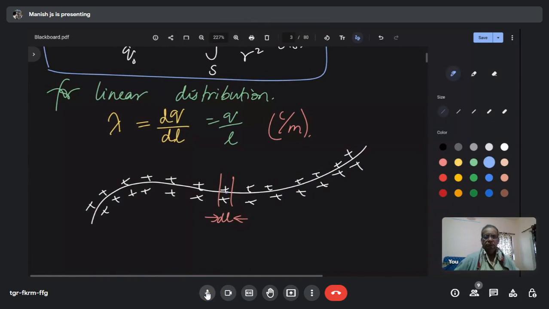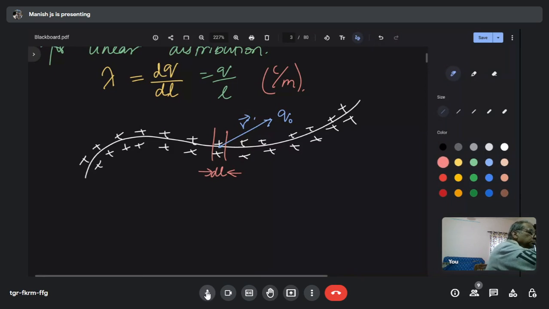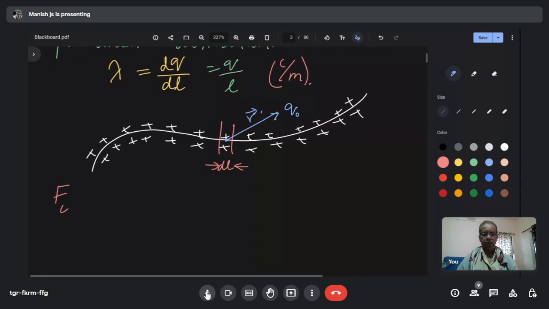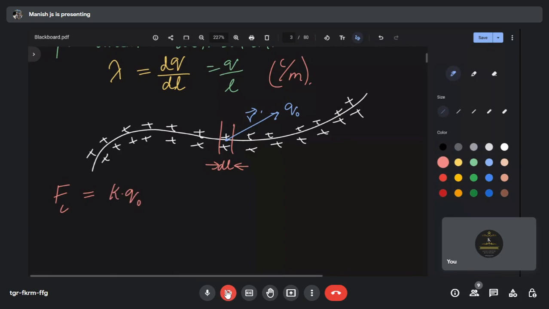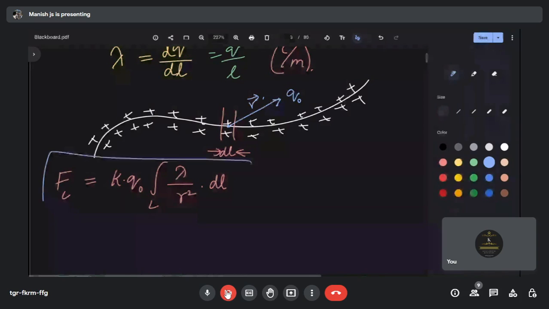So from the element, we wish to find out what is the force acting on a test charge placed at a distance of r bar, the position vector r bar. So again we find out the force experienced due to the linear element. It would be F is equal to K into Q naught, and again you integrate over the entire length, lambda upon r square into dl. It will not be ds, it will not be dv, it will be dl. That's all. So this is the force.